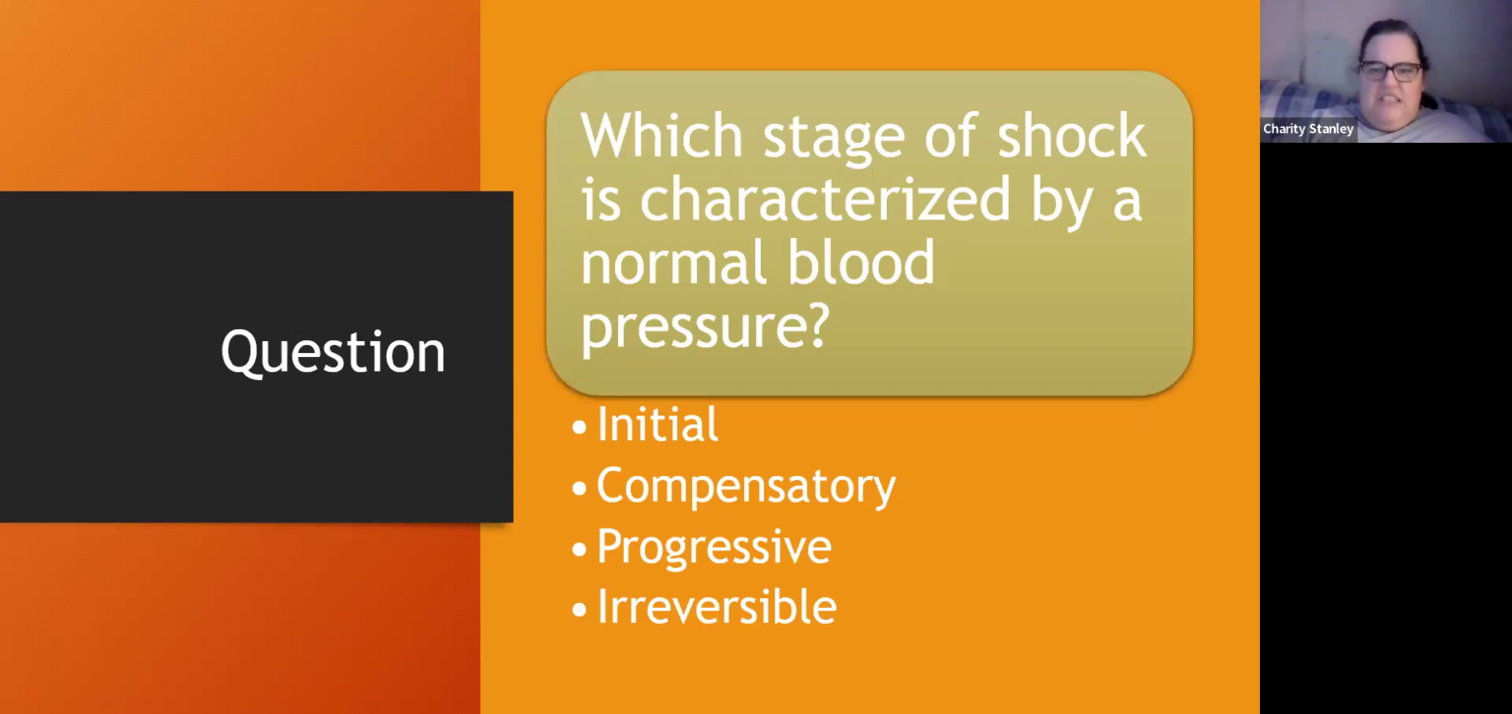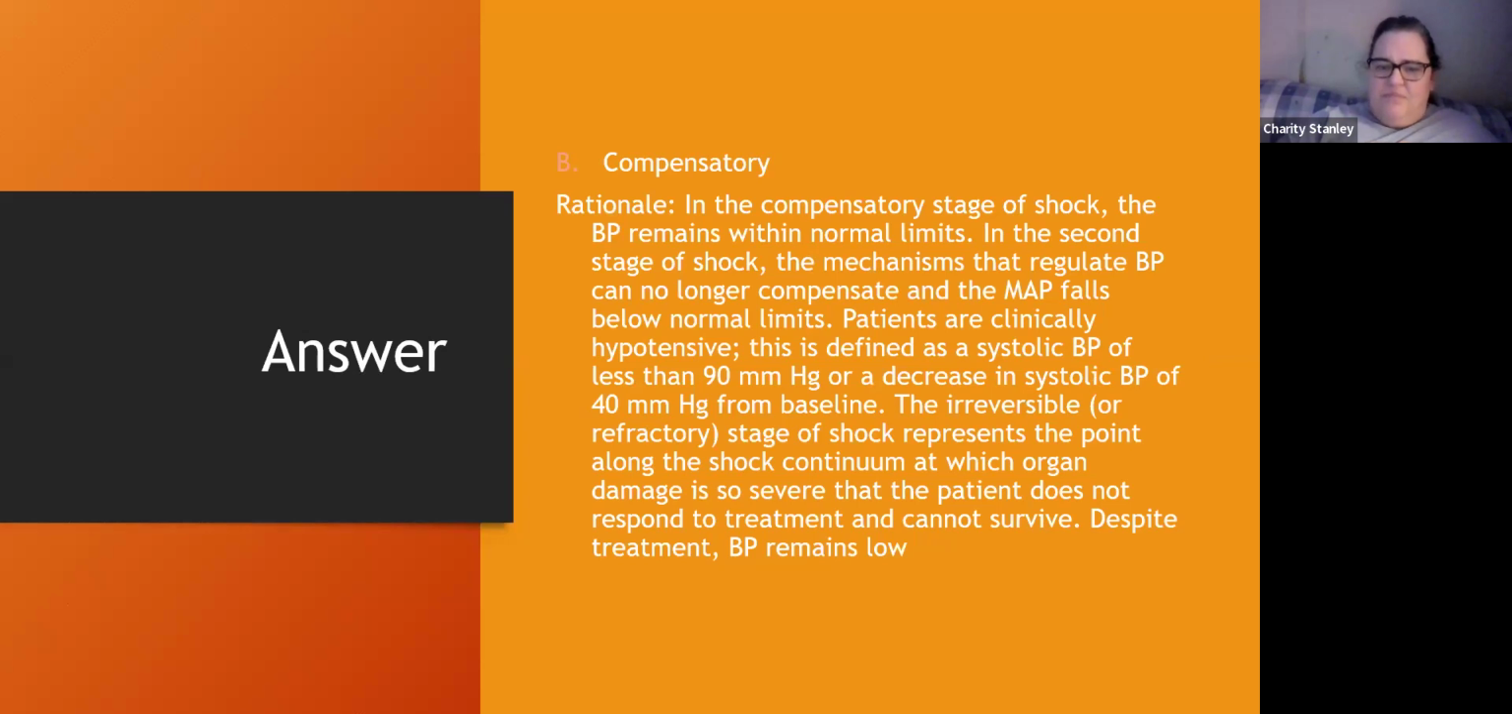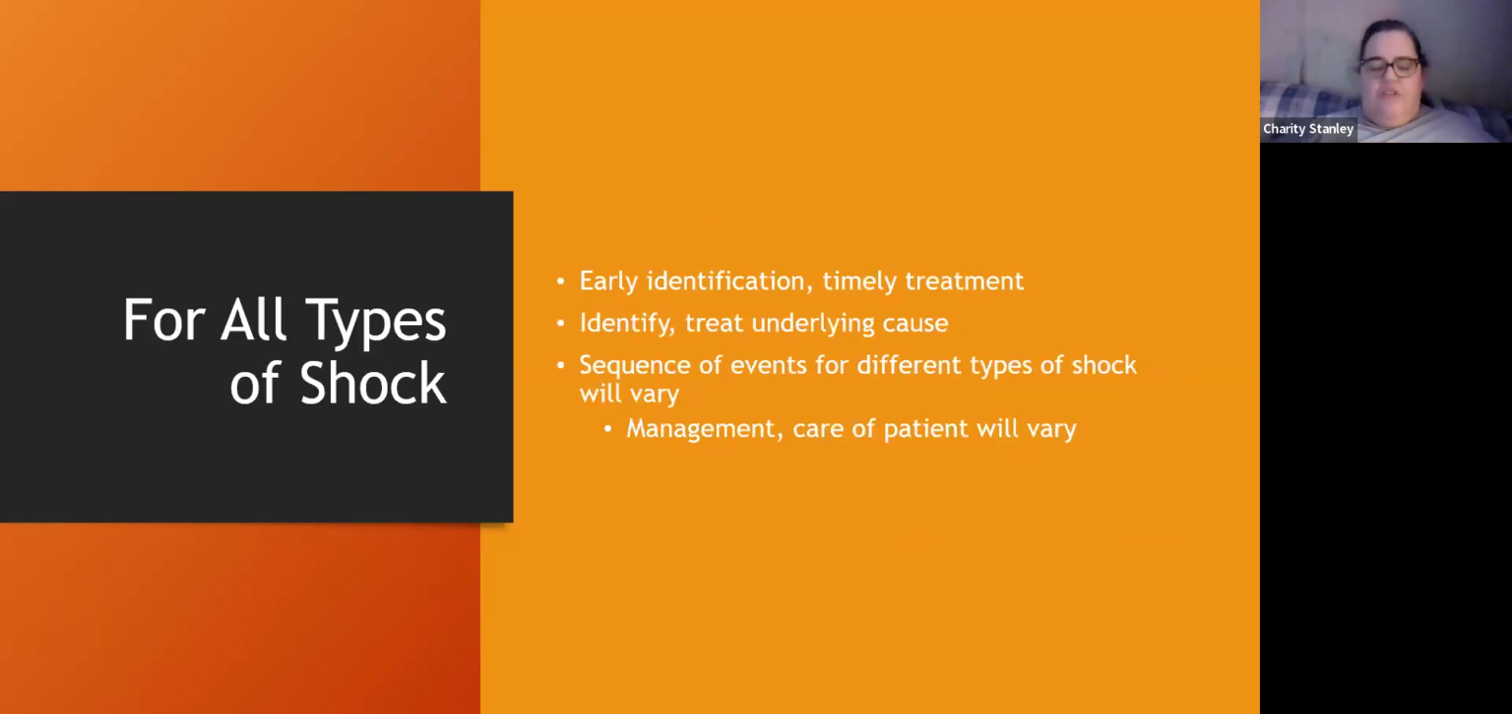So, which stage of shock is characterized by a normal blood pressure? When's the body trying to maintain homeostasis? So that is a compensatory mechanism. Okay, so the body's trying to compensate, trying to keep the mean arterial pressure up until it can't compensate anymore. And then we're starting to have multiple organ damage so severe that it can no longer compensate. And that's when we get into progressive shock and then eventually irreversible shock.